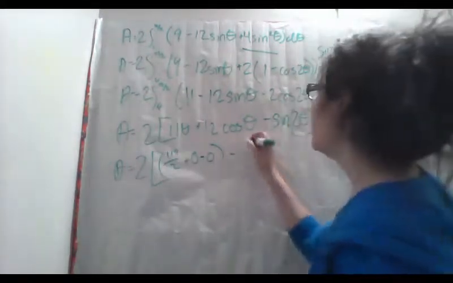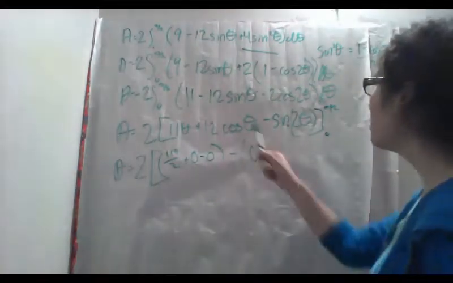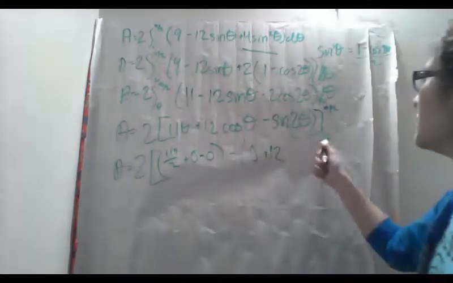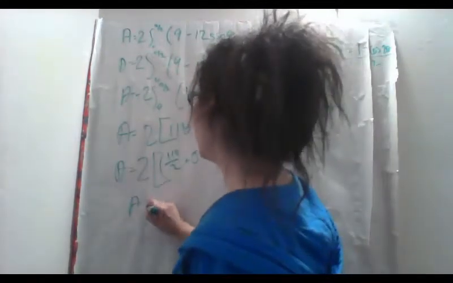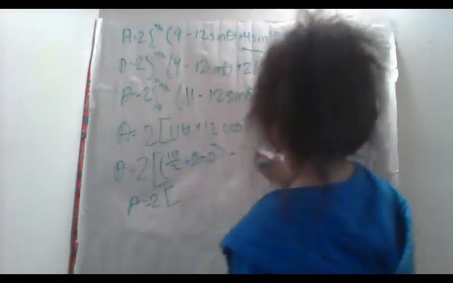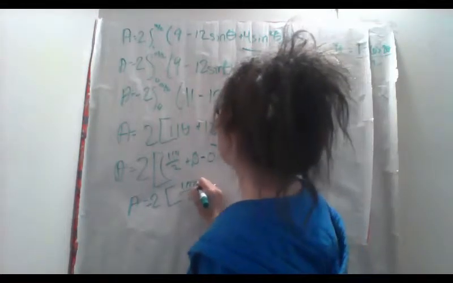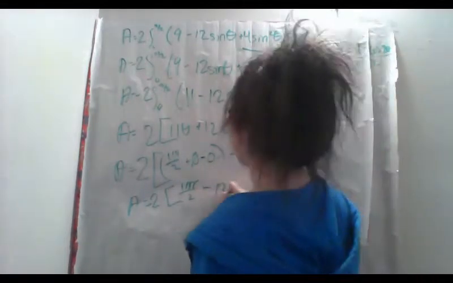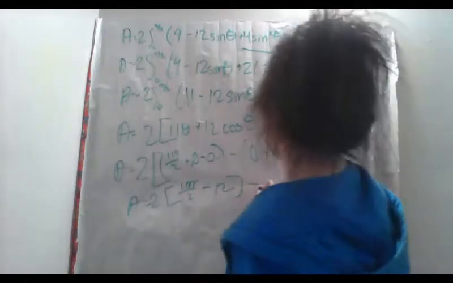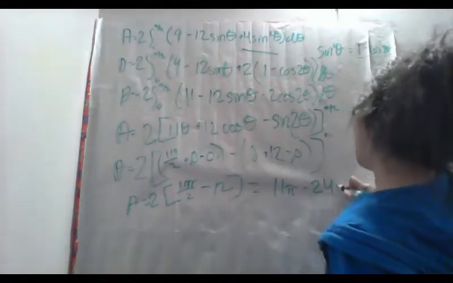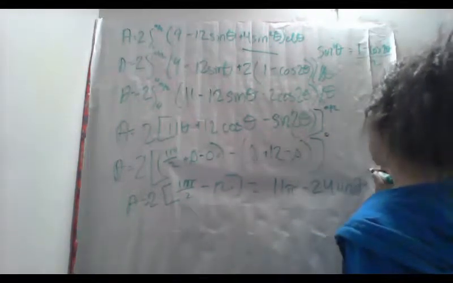11 times 0 is 0. Cosine 0 is 1 times 12, so it's plus 12. 2 times 0 is 0. Sine of 0 is 0, so it's minus 0. So A equals 2. All these zeros can go away. 11π/2 minus 12. And then we can just distribute that 2, so it's 11π minus 24 units squared.